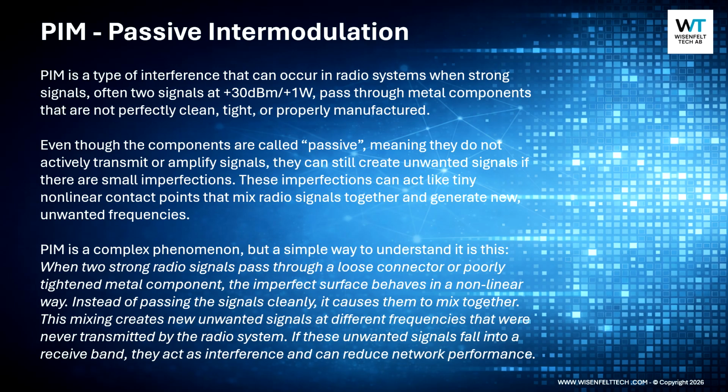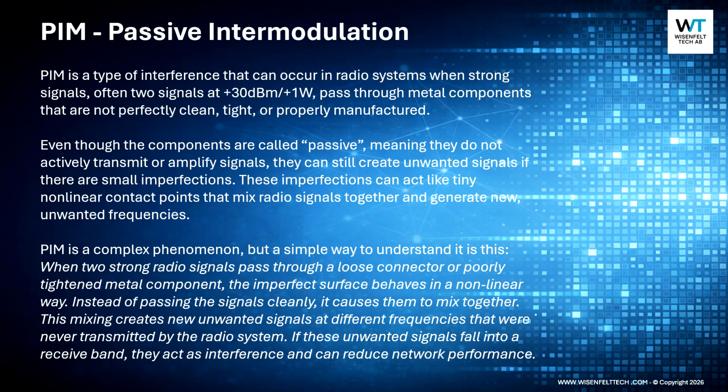PIM is a type of interference that can occur in radio systems when strong signals, often two signals at +30 dBm, or 1 watt, pass through metal components that are not perfectly clean, tight, or properly manufactured. Even though the components are called passive, meaning they do not actively transmit or amplify signals, they can still create unwanted signals if there are small imperfections.